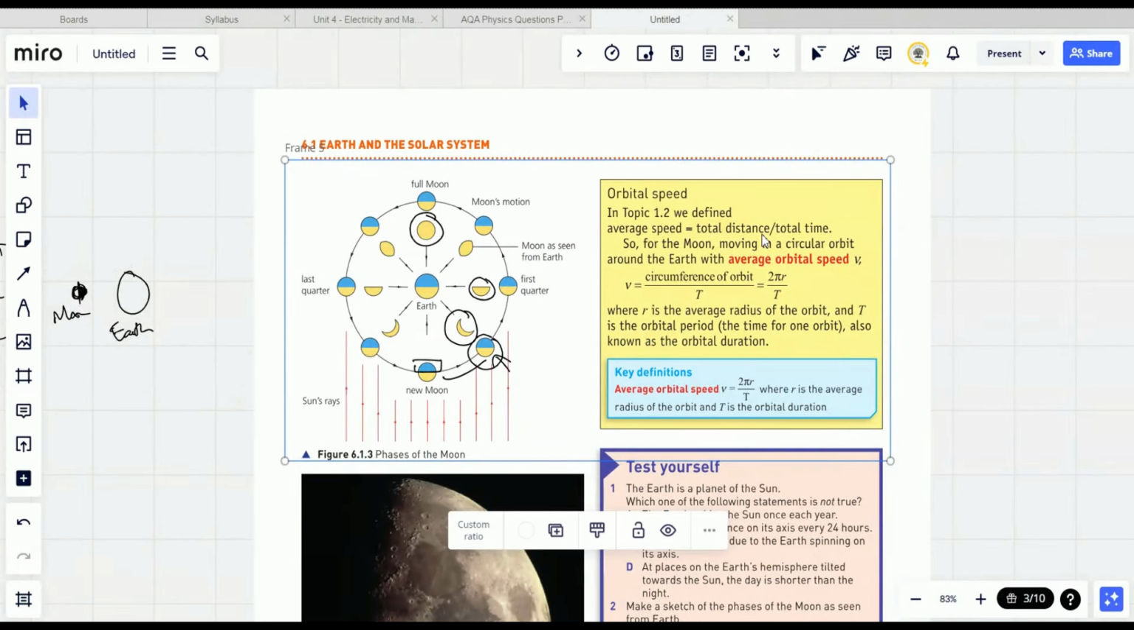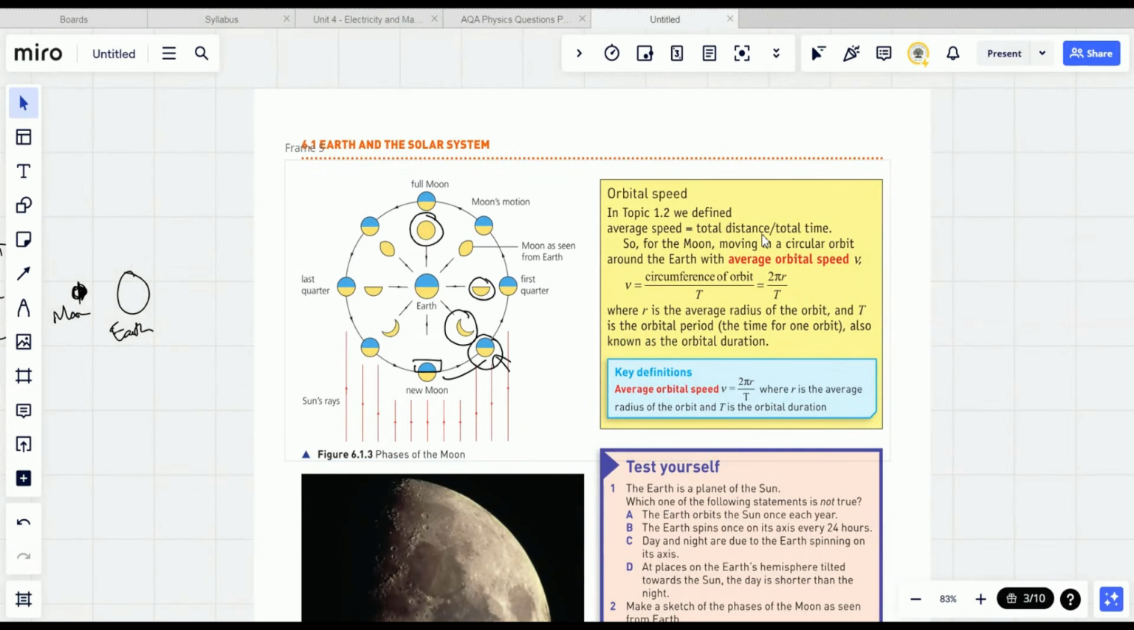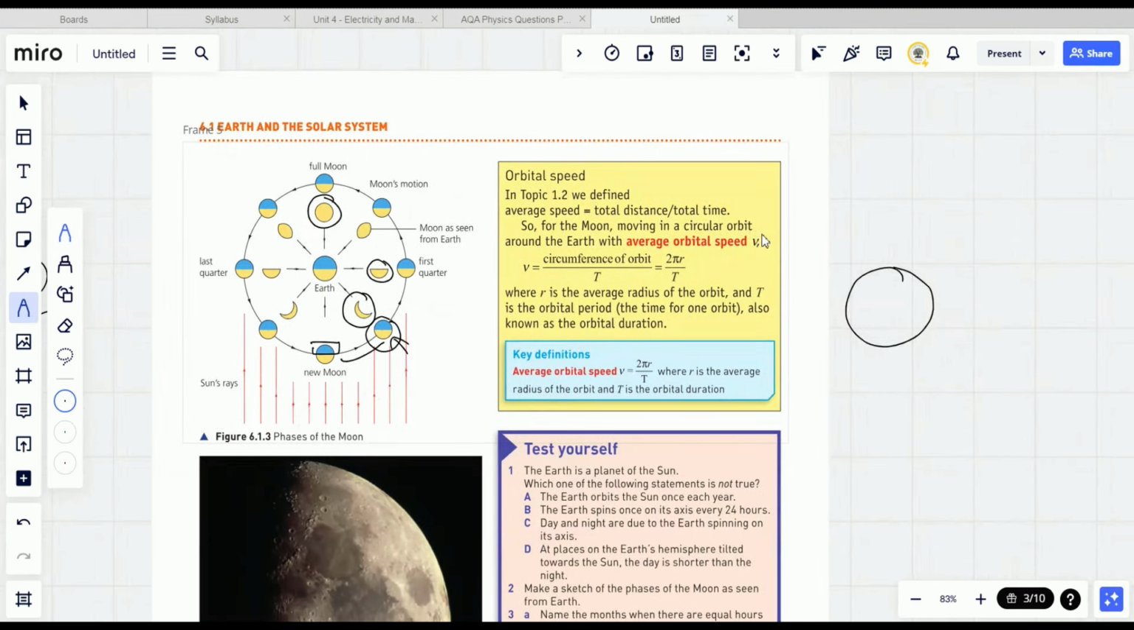We need the distance. So the distance would become the circumference of the orbit. If you're talking about the earth, then the earth would be revolving around the sun. And if I ask what is the orbital speed of the earth, you will find the circumference of the orbit around the sun because that is the distance the earth needs to travel, and you divide it by the time period, how much time it takes for the earth to complete one whole revolution. You will get the orbital speed of the earth.